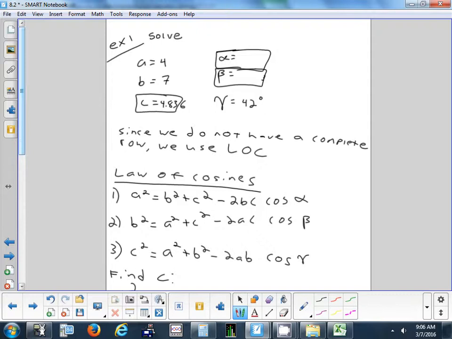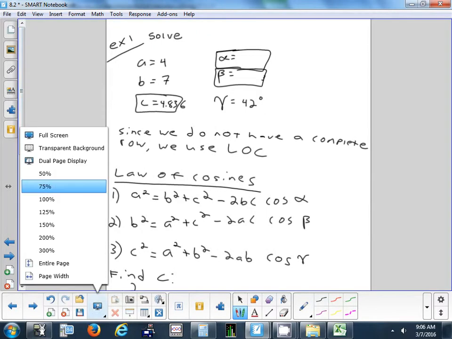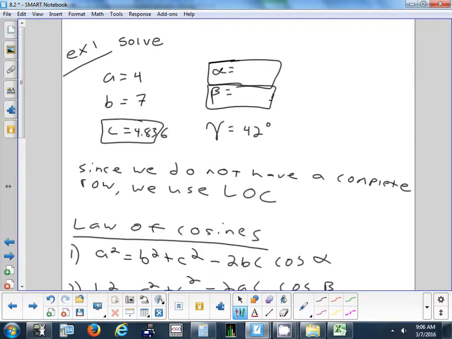All right, let's sketch that and see what kind of triangle we have now. It was side angle side, but now we have an additional piece of information. So let's make A alpha, B beta, and that'll be C and gamma. So there's the original information we had: 4, 42, 7, side angle side.